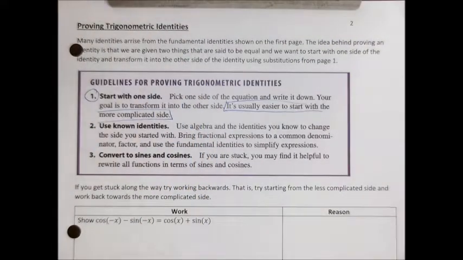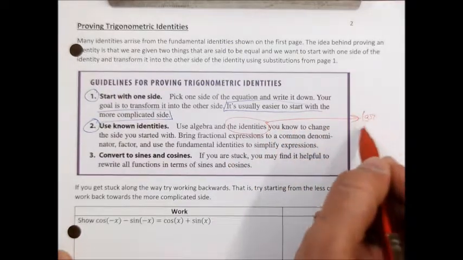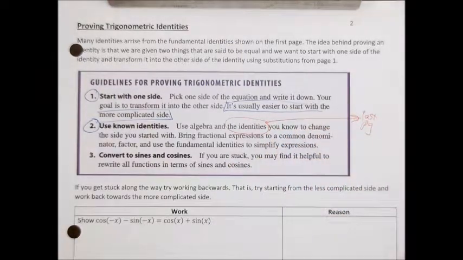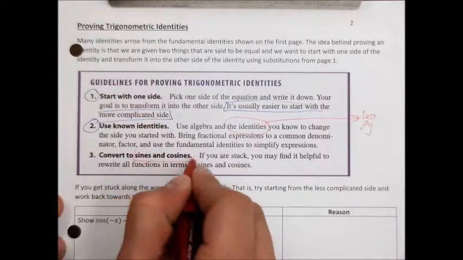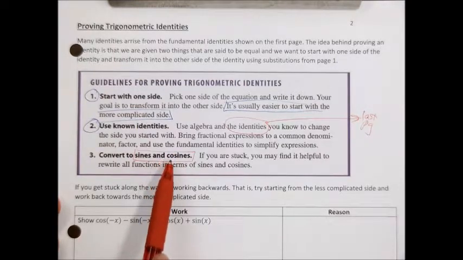Number 2 says, use the identities that we know, and the identities are the ones on the last page. That's what I mean. So you make some substitutions and you simplify. And it's really helpful to convert to sines and cosines. So usually the first thing I do, unless I see something else that's helpful, is I try to make sure that we convert to sines and cosines.